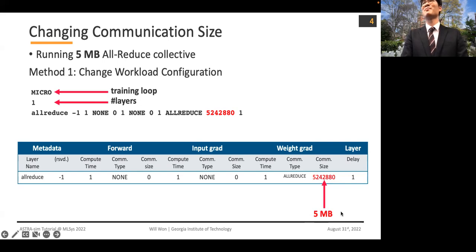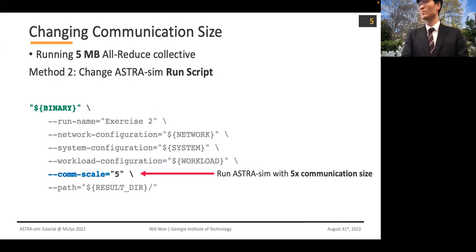But if you want to test 10 megabytes, 20 megabytes, or even 1 gigabyte, every time creating this network info file is very tedious. That's why, instead of changing any input file, we offer a configuration called communication scale whenever you run ASTRA-sim. If you set this to 5, it will automatically scale the communication size to 5x. So with just a 1 megabyte workload input file, yet setting this communication scale to 5, this is effectively just testing a 5 megabyte all reduce. By doing it this way, you don't need to change any file.